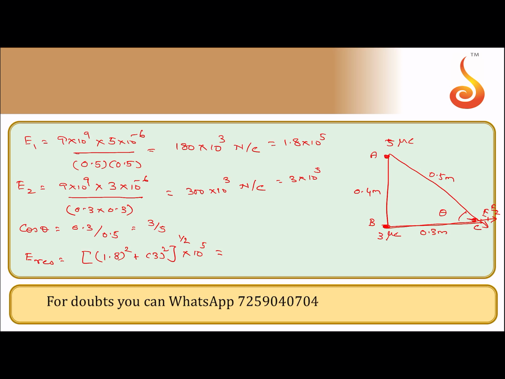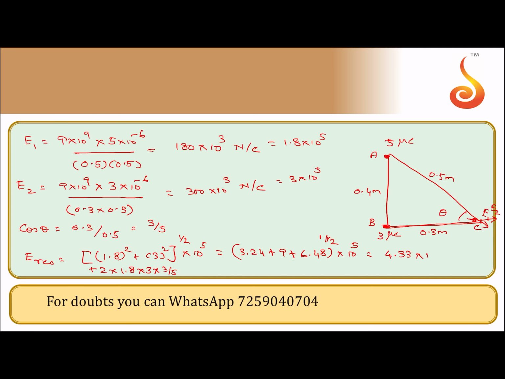I'm sorry, I forgot one more term: a squared plus b squared plus 2ab cos theta, plus 2 into a is 1.8 into 3, 2ab into cos theta is 3 by 5, all of that raised to the power half into 10 power 5. So, 1.8 into 1.8 is 3.24 plus 3 squared is 9 plus 2 into 1.8 into 3 into 3 divided by 5 is 6.48, whole to the power half into 10 to the power 5, which is equal to 6.48 plus 9 plus 3.24, and you take the square root of that, which is 4.33.